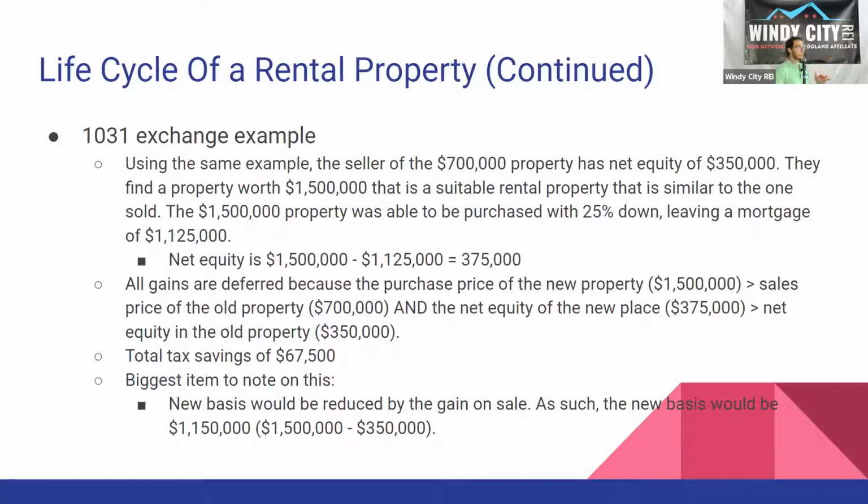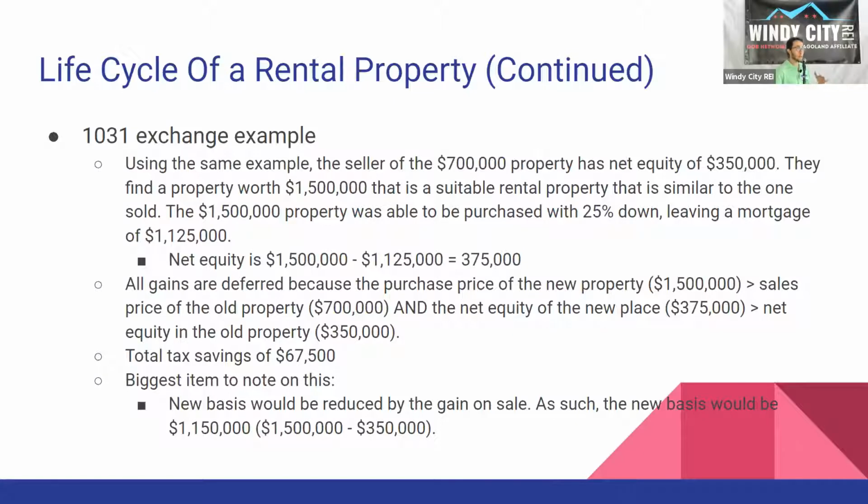So continuing on with that example, with that $700,000 property, they need to find a property that they can afford that will have a greater net equity. So they found a $1.5 million property that they said, okay, this is good. Now they put 25% down, leaving the mortgage of 1.125. So now you have 1.5 million less the 1.125. So you have 375,000. So that passes that test. And then it's also a larger property. So it passes that test.